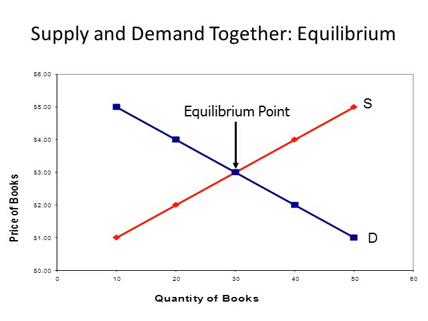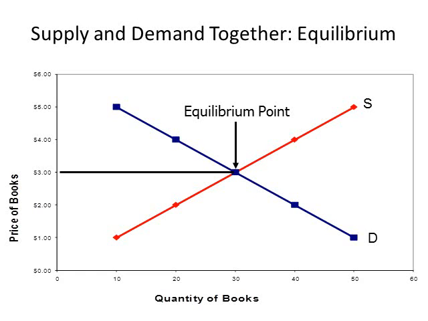If a line is drawn from the equilibrium point to the price axis, this will give us the equilibrium price or the market price. The equilibrium price of books is found by drawing a line from the equilibrium point to the price axis, which in our example is $3. So the equilibrium price of the book is $3 per book.